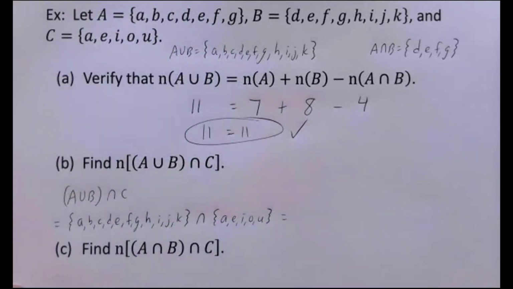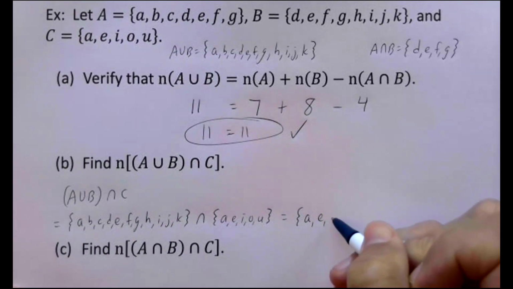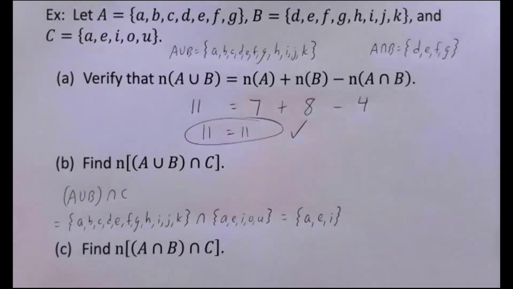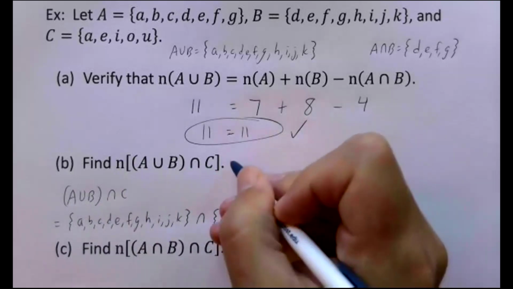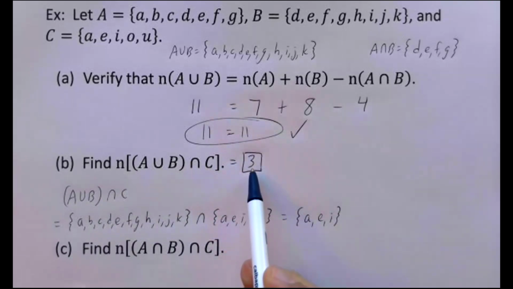I think it's A, E, and I, right? You see the A is in both of them, you see that E is in both of them, and you see that I is in both of them. So I think they intersect with those three letters. A union B intersected with C results in this set right here. The question is asking, what is the number of elements? How many elements are in that? My answer is going to be a number. This is not my answer. My answer is 3 because there are 3 things here.